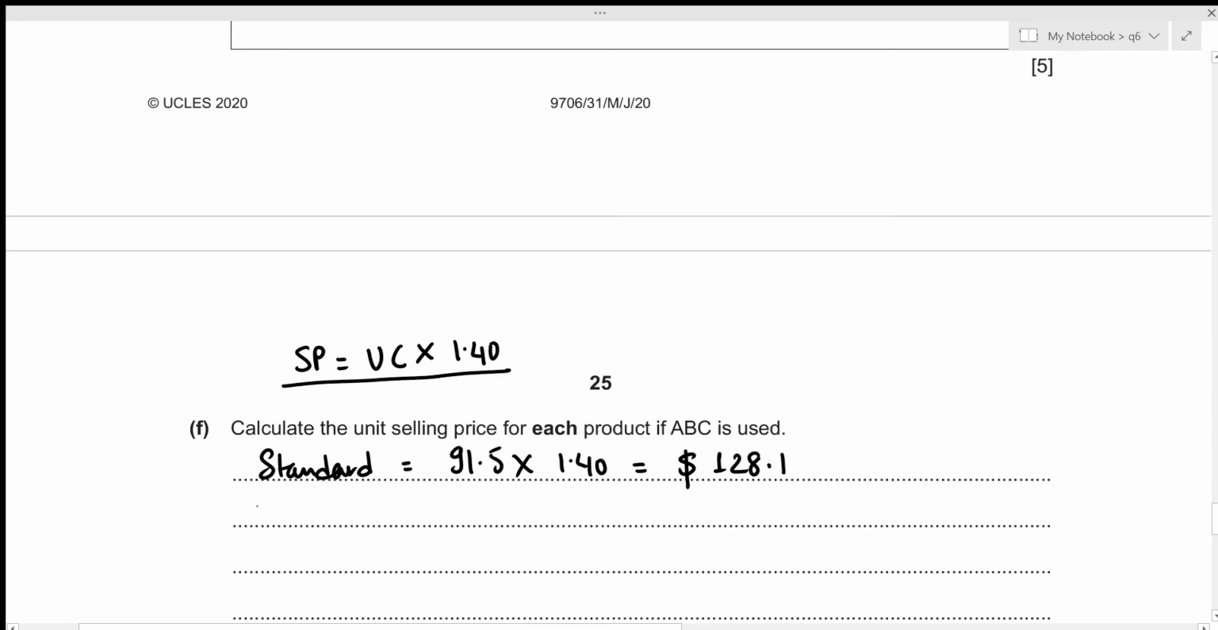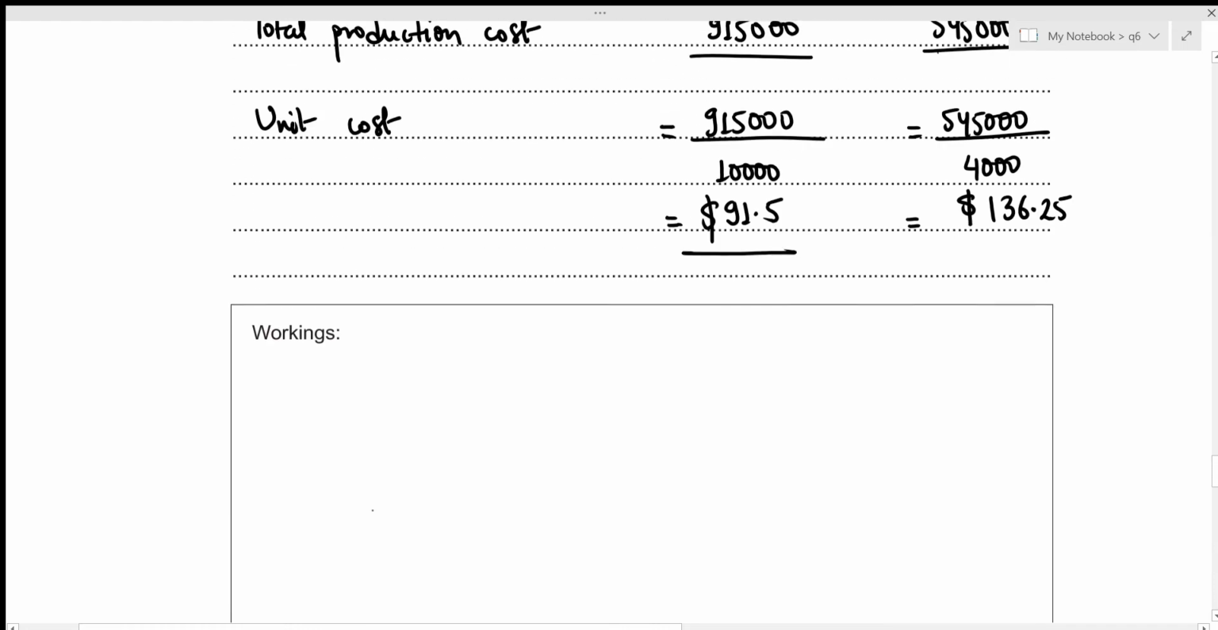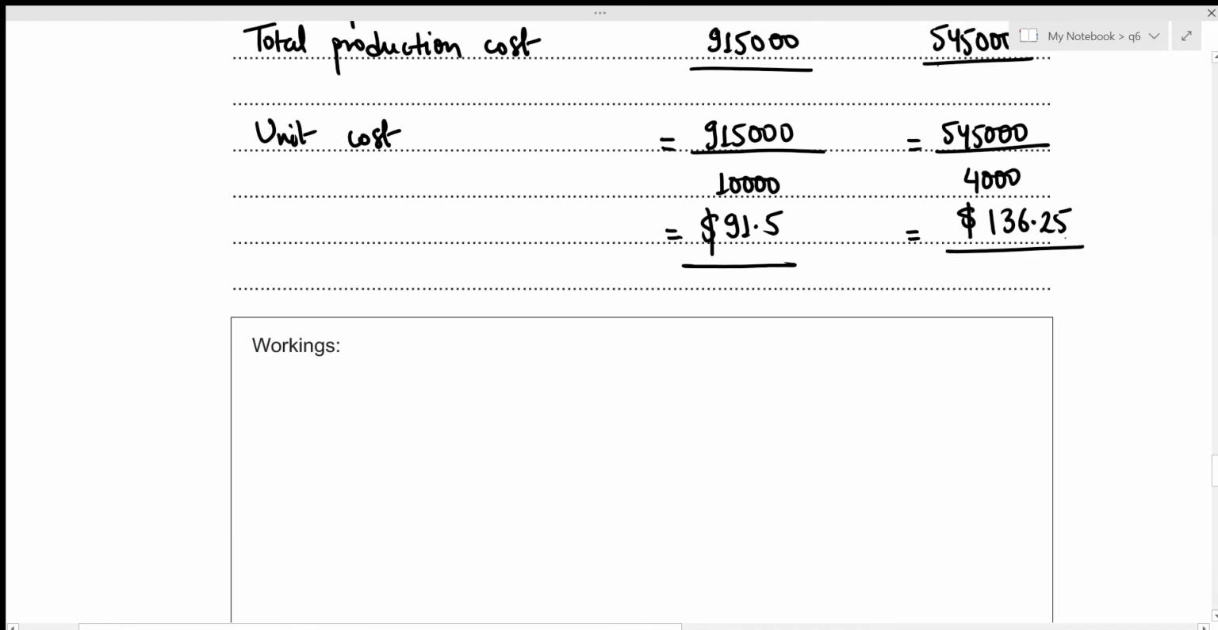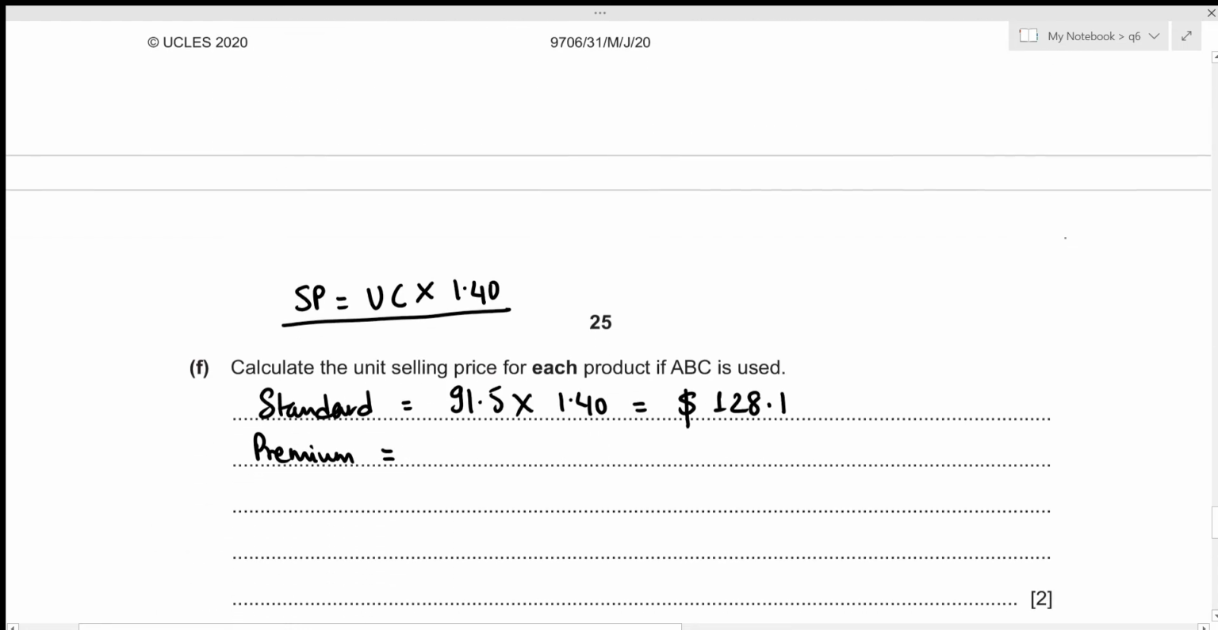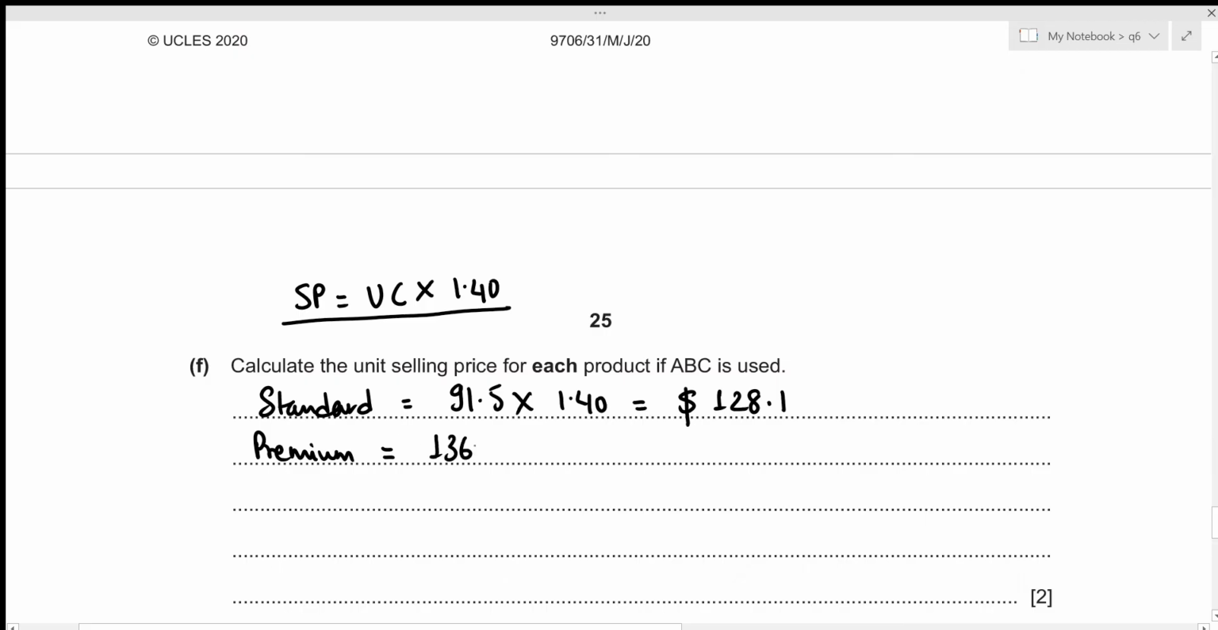Now we repeat the same process for premium. Let's have a look above for its unit cost. We figured it out to be 136.25. Let's substitute this value, and we multiply it with 1.40. So this gives the unit selling price for premium if activity-based costing is used to be 136.25 times 1.40, which results in the value of 190.75. Alright, this concludes the 6th part of this question. Now we can move towards the 7th one.